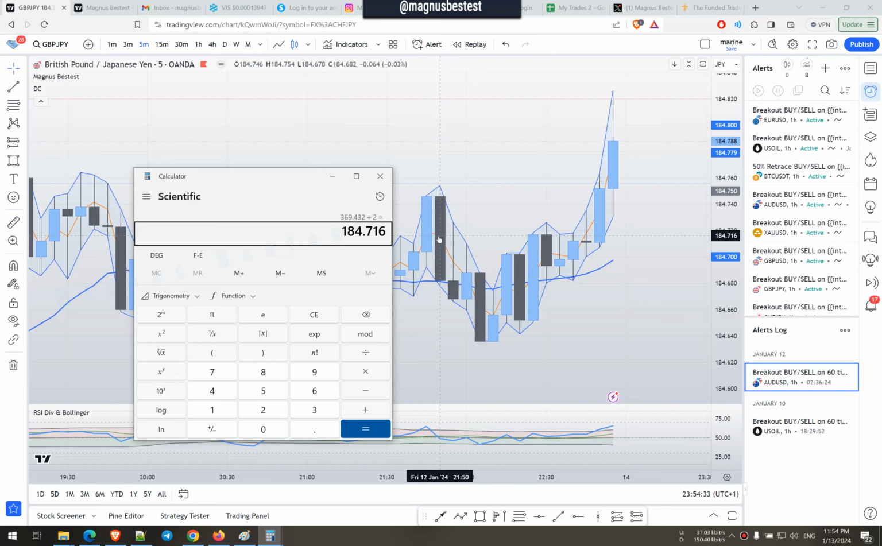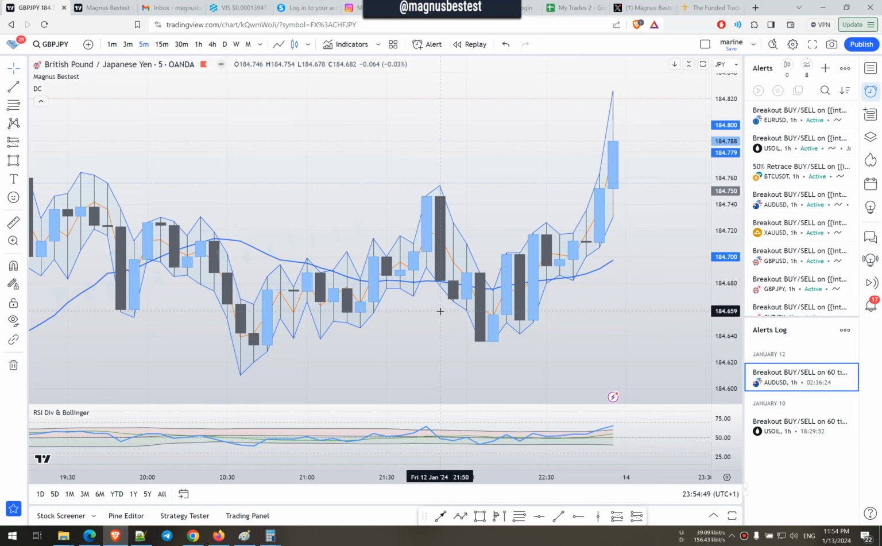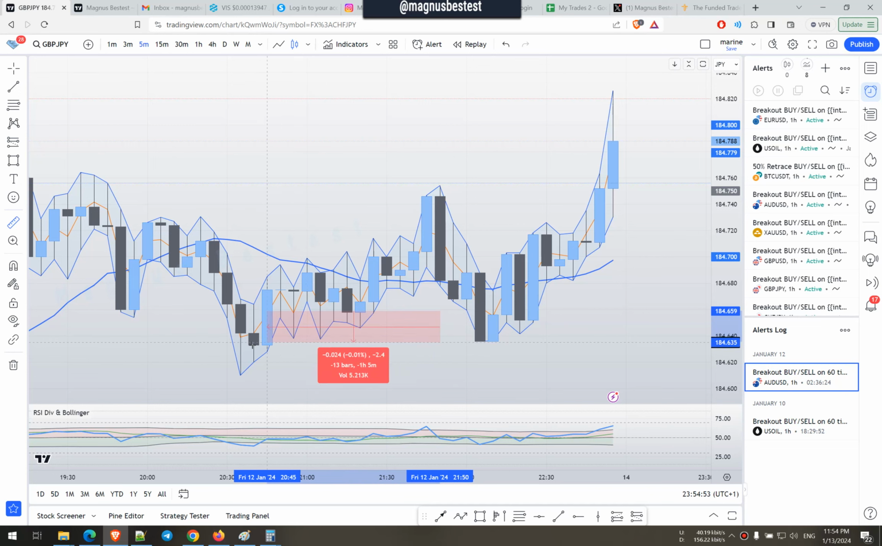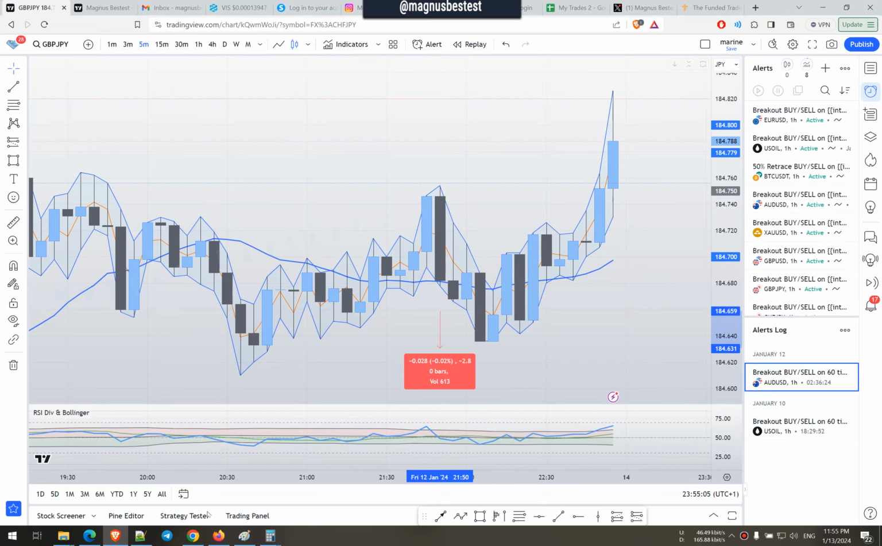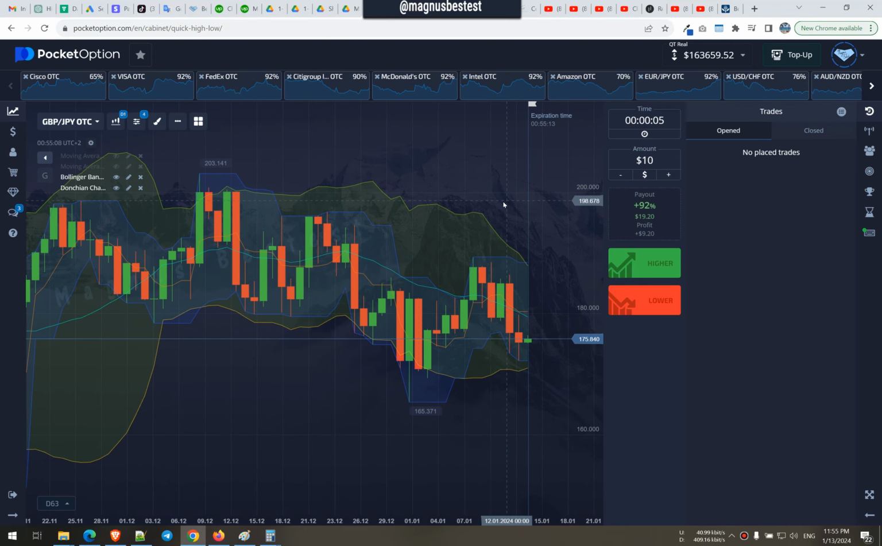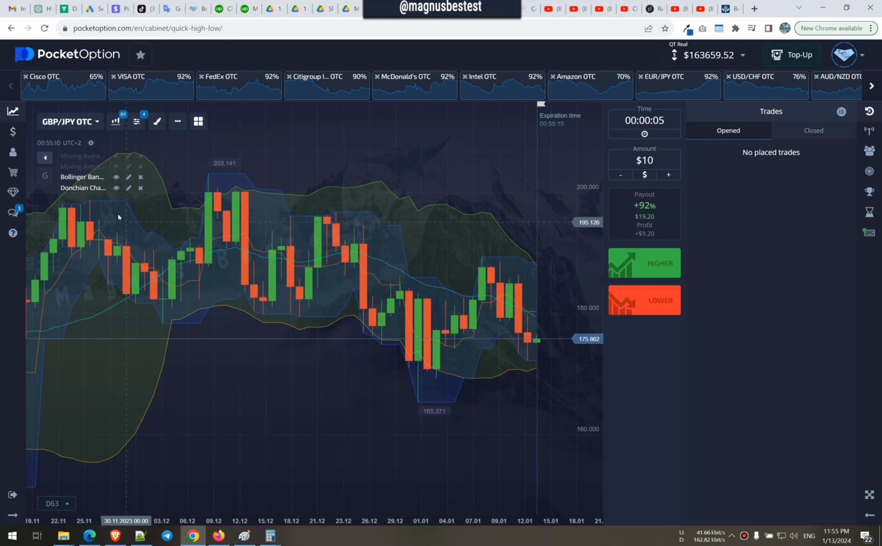Of course, this is just for the period of one, the average of the first candle. But if we use a period of 20, for example, it will simply be the average of the highs and lows of the last 20 bars, 20 candles. So that's it. Let me go back to Pocket Option. Hopefully you get it now.